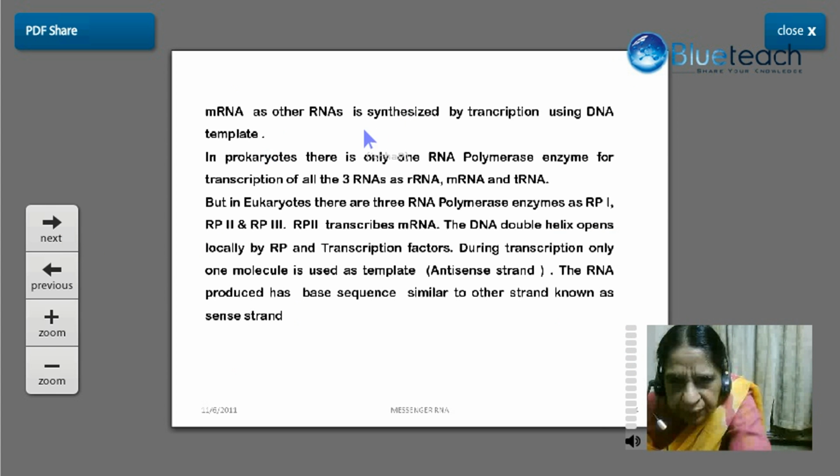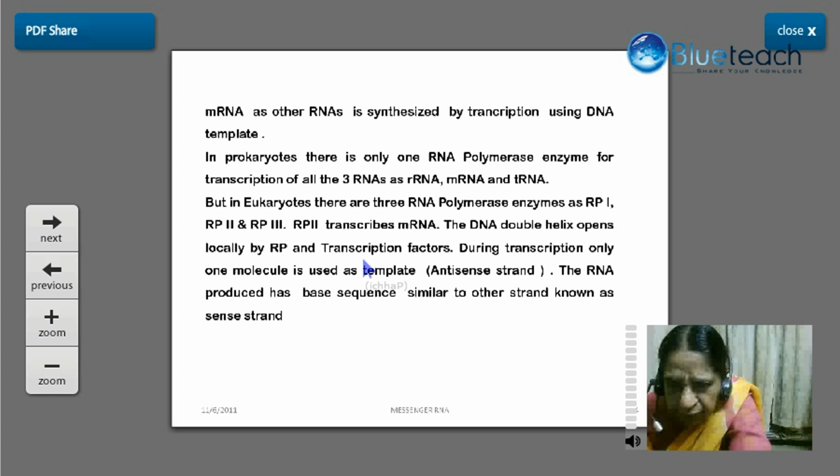Messenger RNA, as other RNAs, is synthesized by transcription using a DNA template. In prokaryotes, there is only one RNA polymerase enzyme for transcription of all the three RNAs. But in eukaryotes, there are three different RNA polymerase enzymes as RP1, 2, and 3. RP2 transcribes messenger RNA. The DNA double helix opens locally by RNA polymerase and transcription factors.